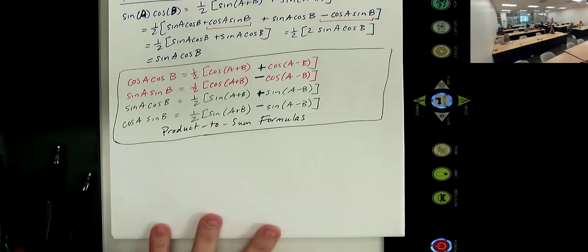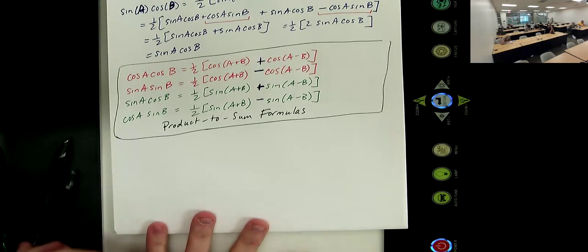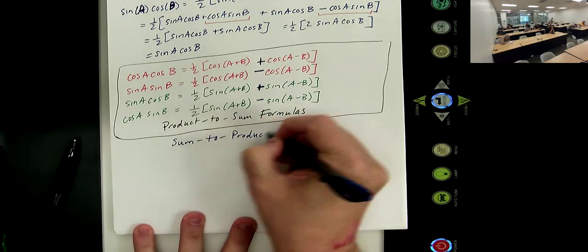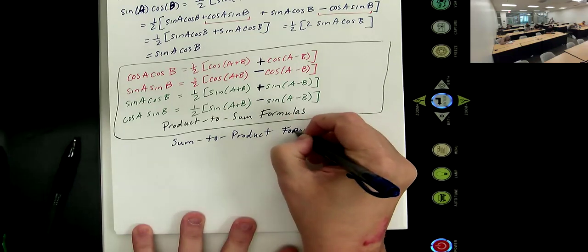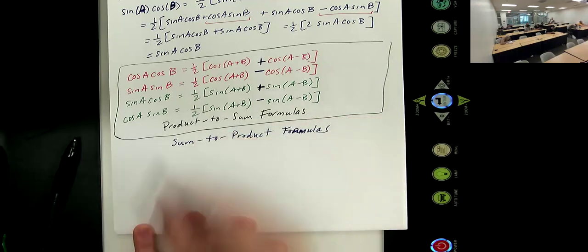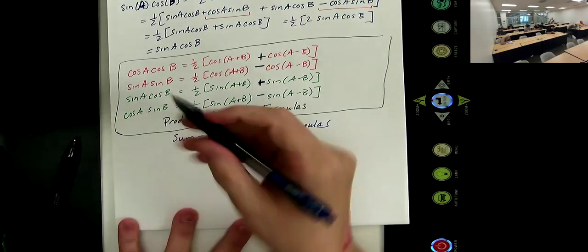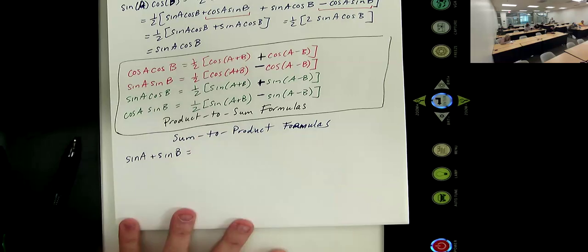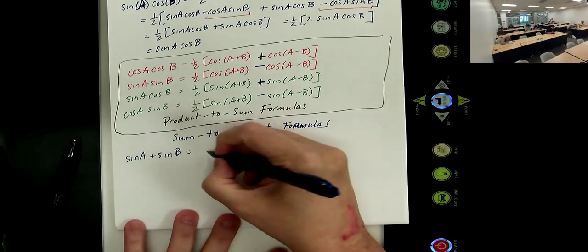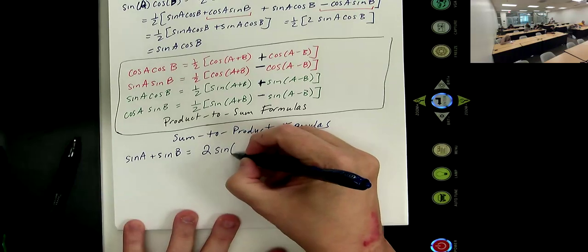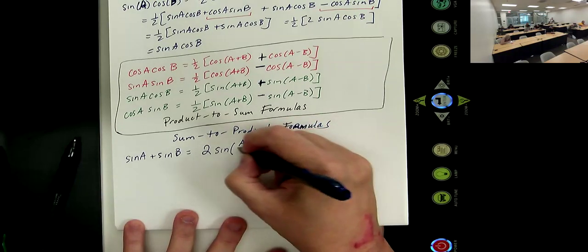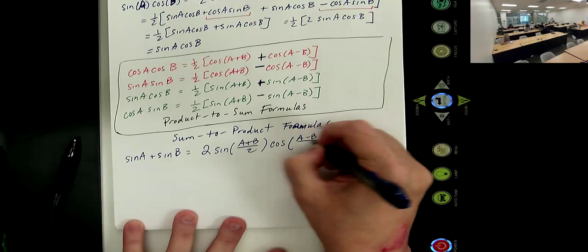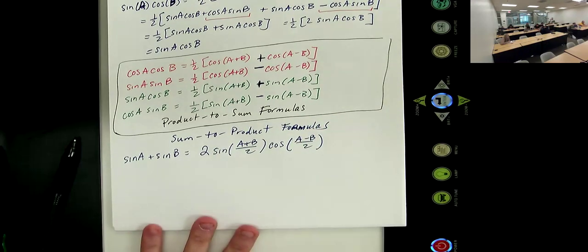There is another set that I'm gonna show you. It's the reverse of this, sum to product. Also not being tested on, but it's important to know they exist. So sine of A plus sine of B is going to equal 2 sine of A plus B over 2 cosine of A minus B over 2. Yeah, whoever came up with these was having a fun day.